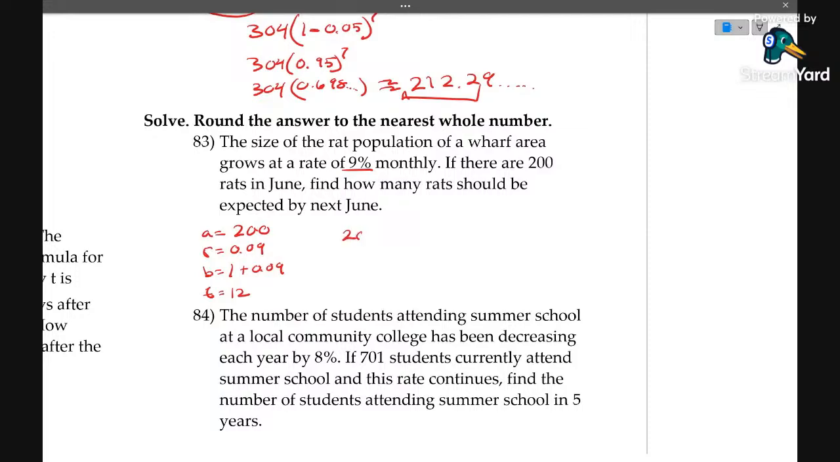So 200 to start times 1.09 raised to the 12th power, and multiplied by the initial amount, and we get approximately 562.5 rats, which is 563 rats expected in June. Why is it 12 and not 1? Because it's compounding monthly. So 12 months. It's growing at 9% every month. So the time interval is tracked every month.